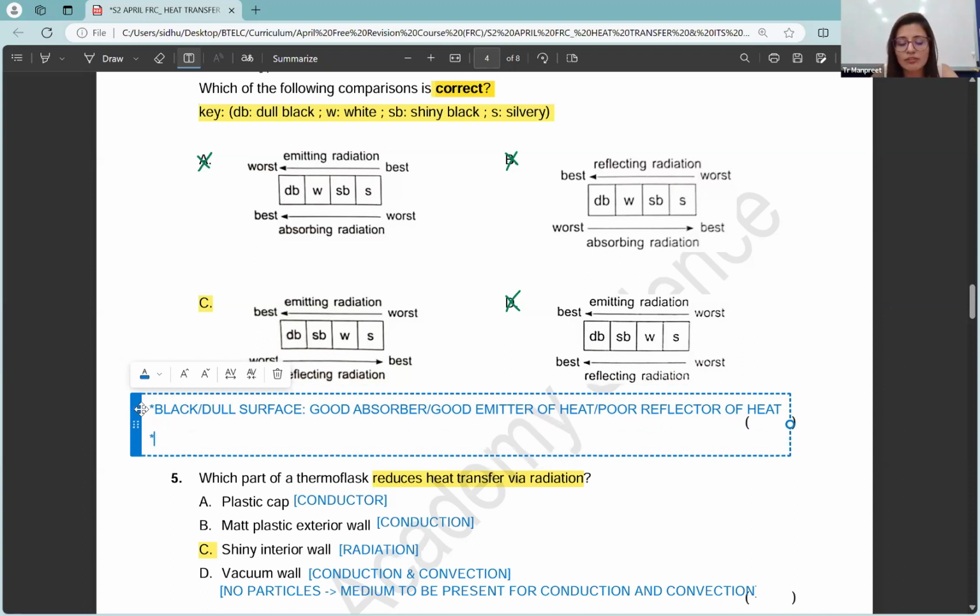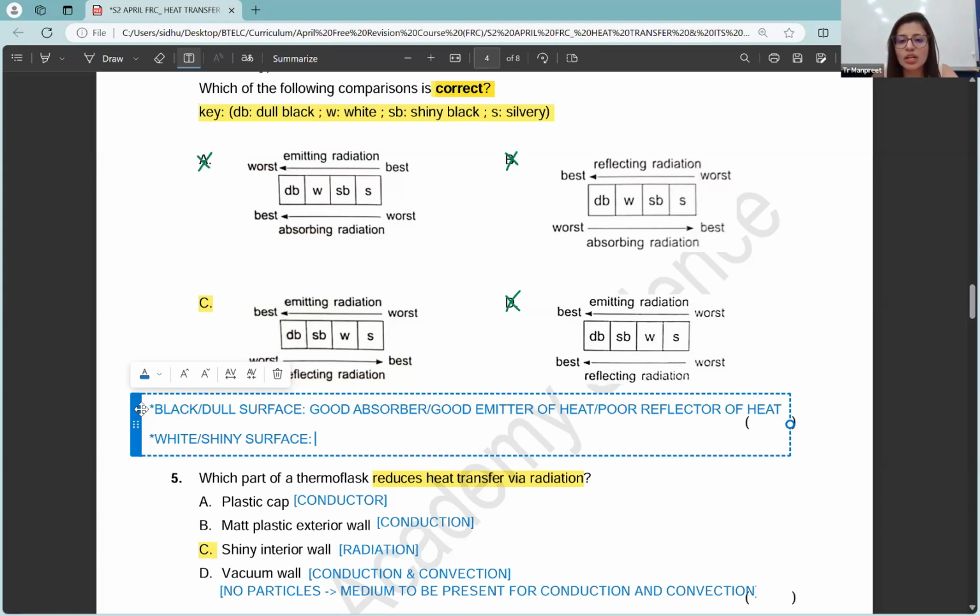Okay, so when you have, we can say, white, shiny, smooth, all these white and shiny surfaces. We talk about smooth and rough later. So white shiny surfaces are poor absorbers. They don't absorb very well. They're also poor emitters.